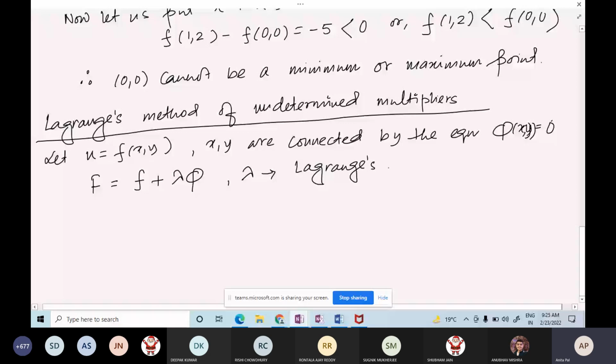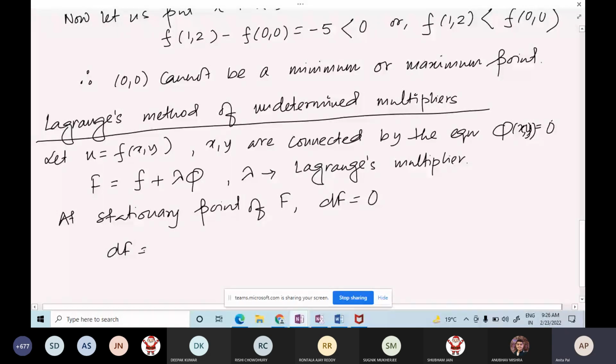So what I said is that if there is a function f(x, y) and x and y have a relation among them, we construct a new function capital F equals small f plus lambda into phi, where lambda is nothing but Lagrange's multiplier. Now at a stationary point of capital F, this dF will be 0 as per the necessary condition.